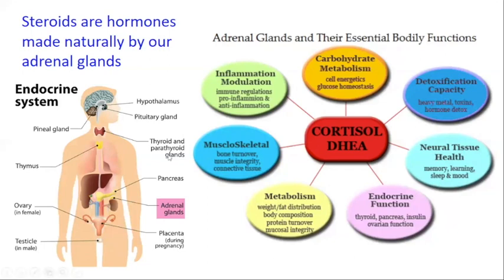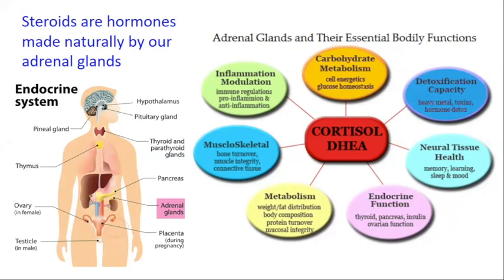So steroids are hormones that are made naturally by our adrenal glands. Our adrenal glands are part of the endocrine system, and they live right here above the kidneys. And the function of adrenal glands is to make steroid hormones, and steroids, cortisol being one of them, have a lot of different effects on the body. And that's the reason why steroid medications have so many side effects.